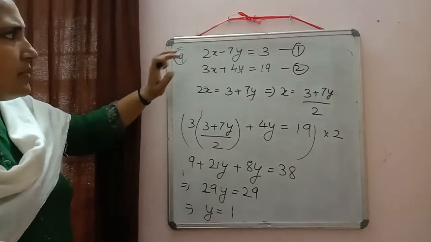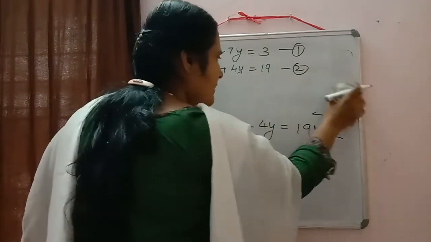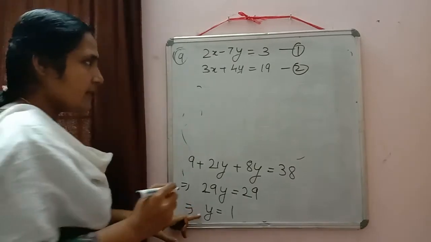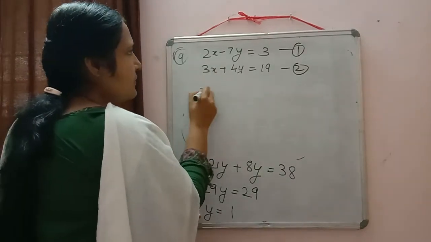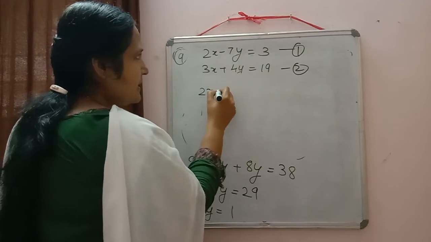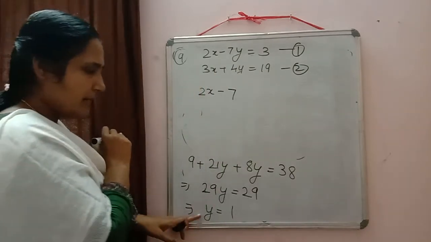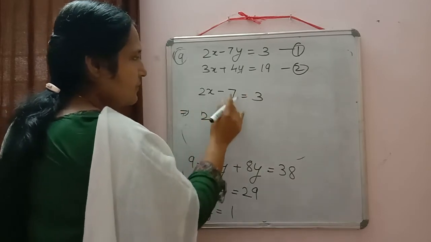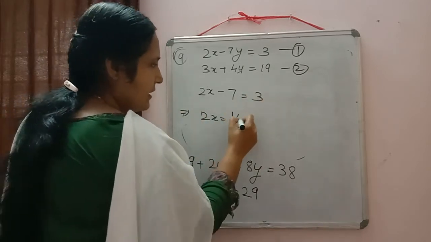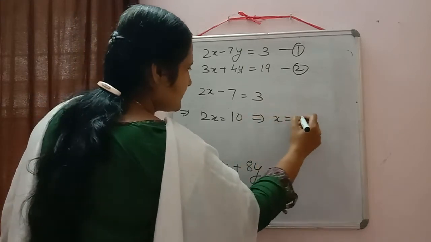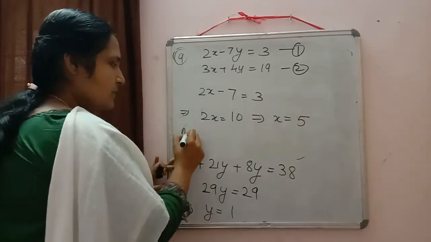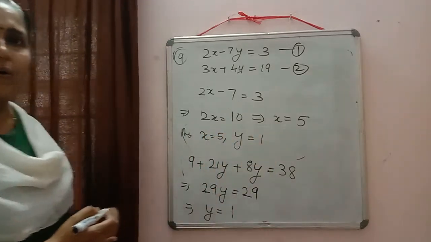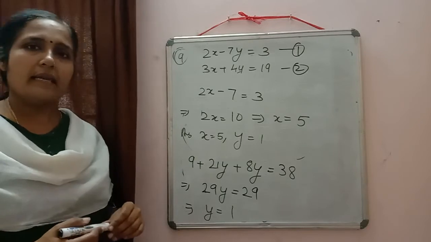Now we can substitute in equation 1. It depends on you; either you can substitute in 1 or in 2. Whichever is easy. So substituting y is equal to 1 in equation 1: minus 7 into 1 is minus 7, is equal to 3. So we'll get 2x is equal to 3 plus 7, equal to 10. So we are getting x is equal to 5. So the answer is x is equal to 5 and y is equal to 1. Moving on to the next question.